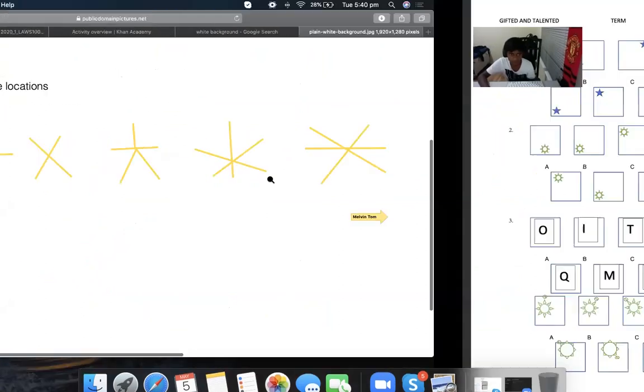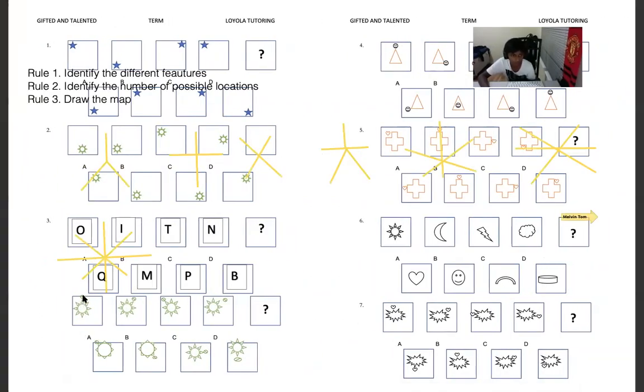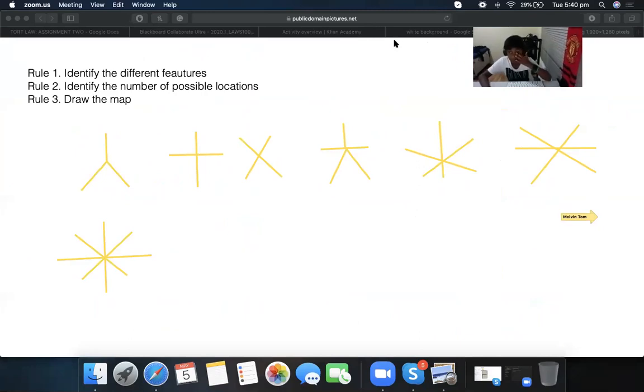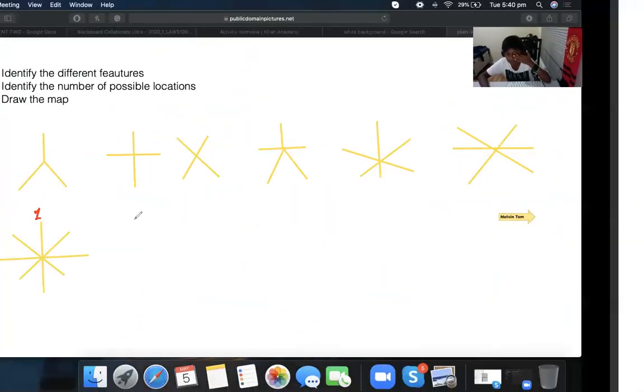Awesome. Now we have to draw the map. In the first image, the stop sign is there, so we would write down 1 here. I'm going to get my marker color. There you go. So we put down 1 here. Number 2 is up here, so I'm going to put 2 here.